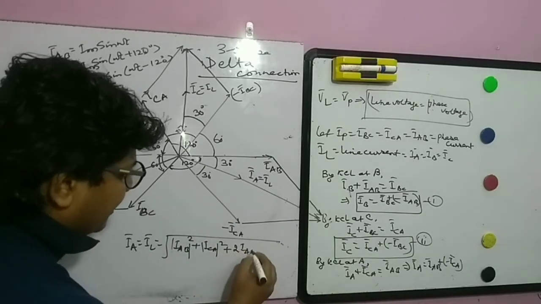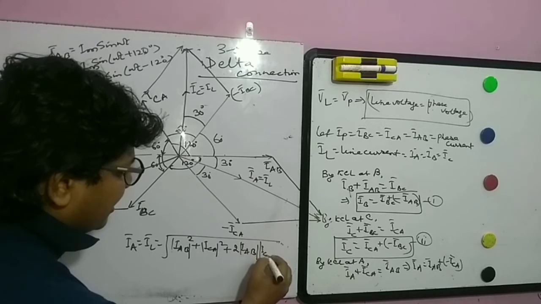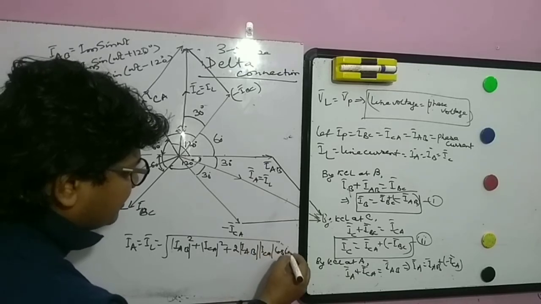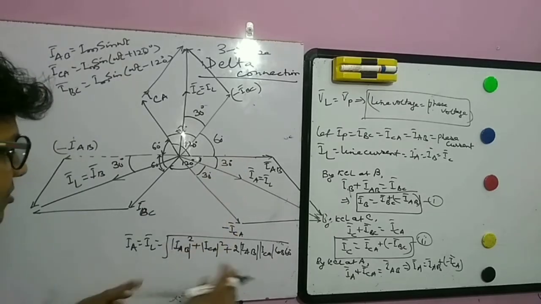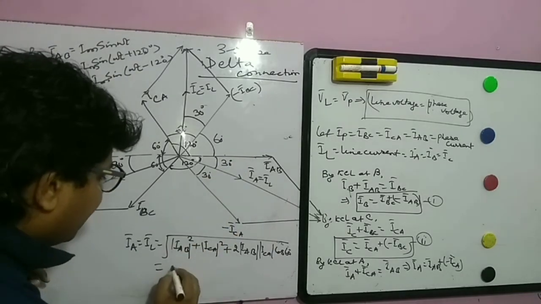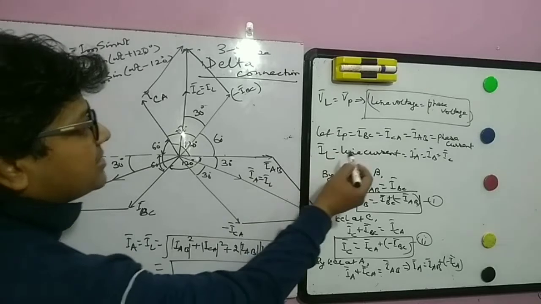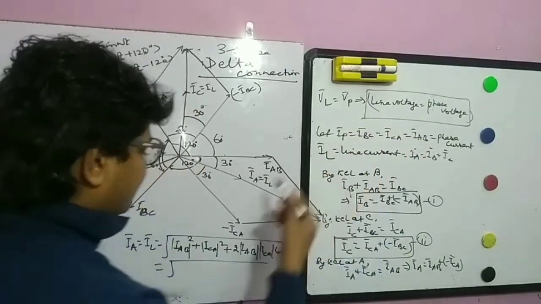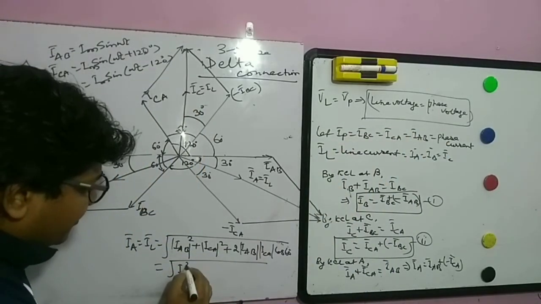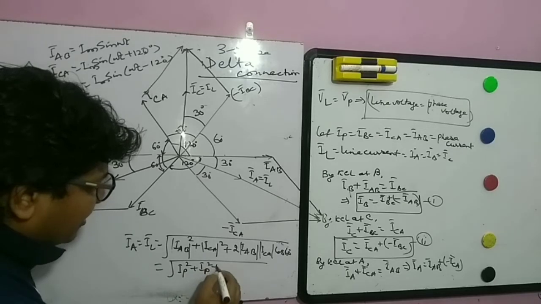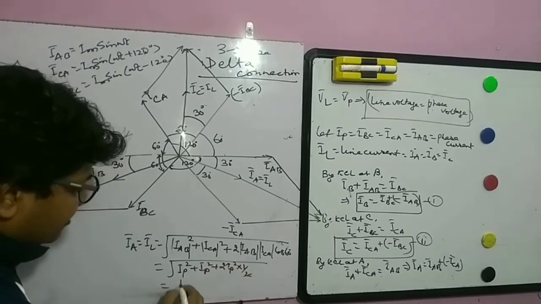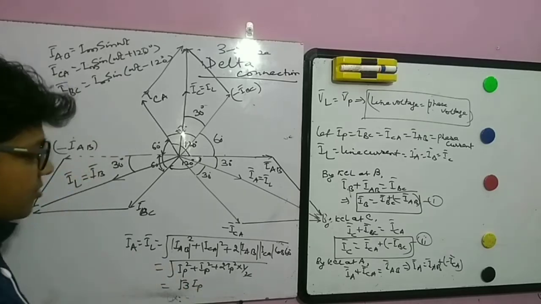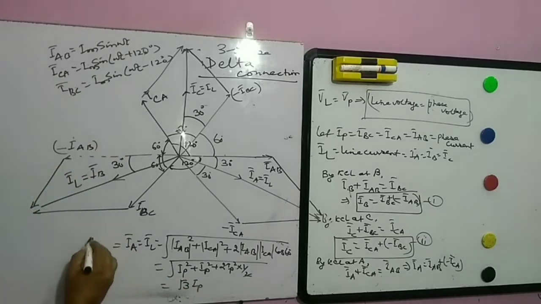So IAB square plus ICA square plus 2 IAB ICA cos 60 degree, right? This is the angle between IAB and ICA. So this is 60 degree. IAB and ICA are all equal to IP. So we can write here, this is IP square plus 2 IP square into 1 by 2, this gets cancelled, so this is root 3 times IP. Similar is the case with IB and IC.